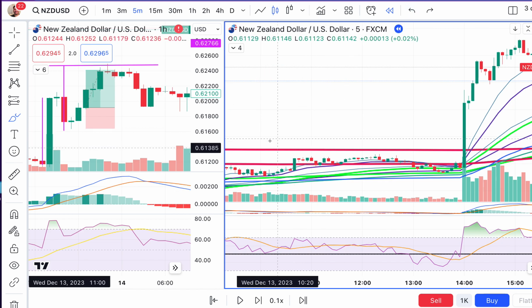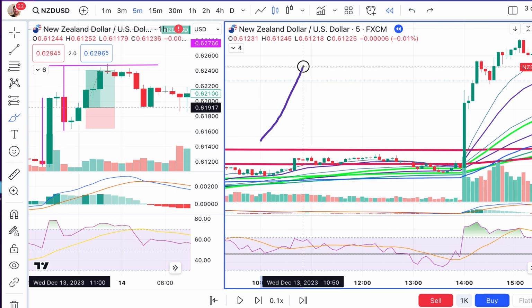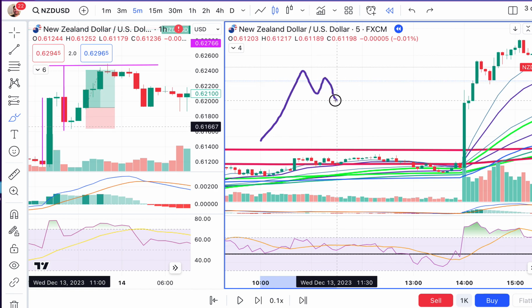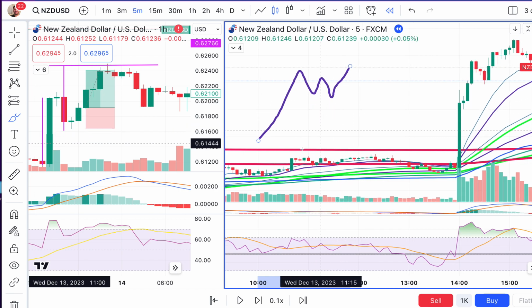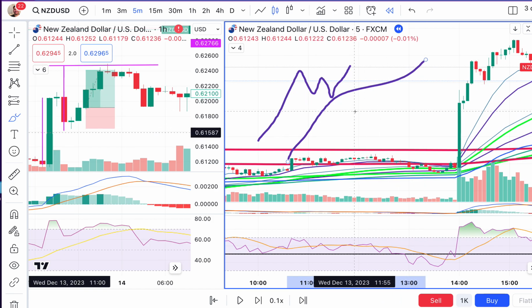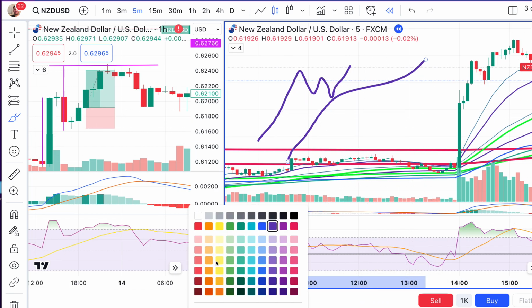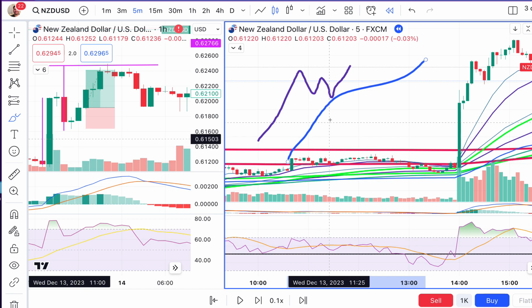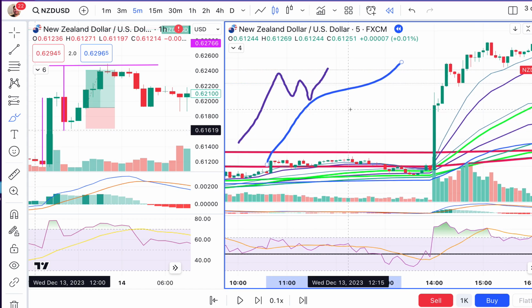I want to fix this again. What you want to do is you want to avoid getting in here, okay? You want to get in here, okay? Anywhere after this slightly lower double, okay? And you're going to have that EMA right here to support you, okay?